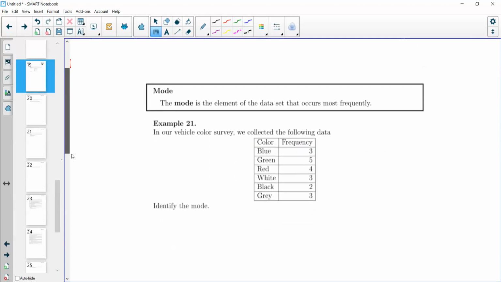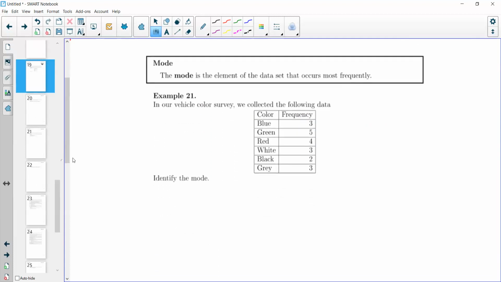So now we come to one of the easy ones. The mode is the element of a data set that occurs most frequently. So looking at our color data, what's the mode? Which color has the highest frequency? Green, I think. 5. So in this case, our mode would be green.